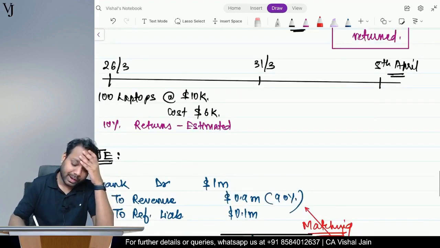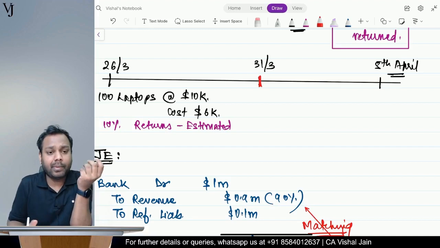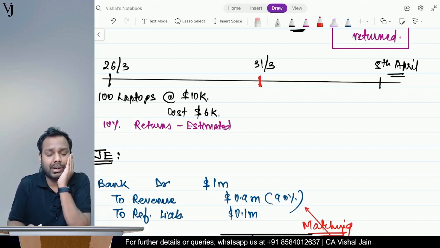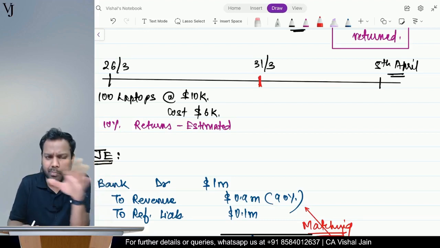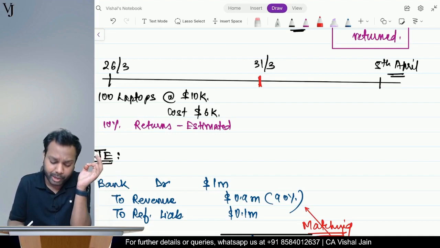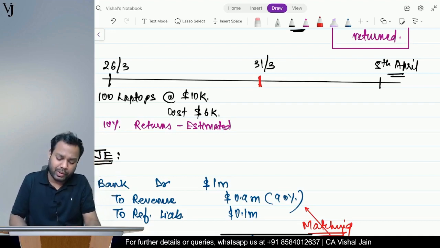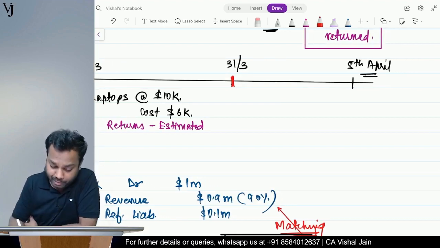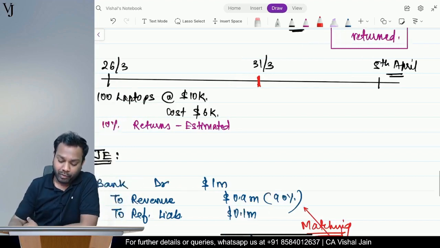Now, year end comes. Let's suppose till year end, none of the products were returned, and we don't know whether it will happen or not. I'll explain all the possible scenarios, guys. Don't worry at all. Till year end, none of the products were returned. What will we do? We'll continue with this same scenario, and on 5th of April, again, assume that none of the products were returned. So what will we do?